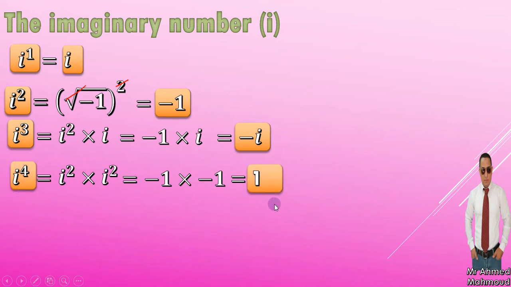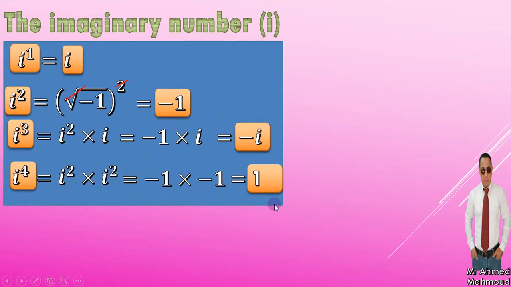Now, these are the rules of the imaginary number I. I power 1 equals I. Power 2 is negative 1. Power 3 is negative I. Power 4 equals 1. Okay, now this is what you have to study or keep. But now we are going to conclude how we can find I power 5, I power 6, I power 7 and so on.